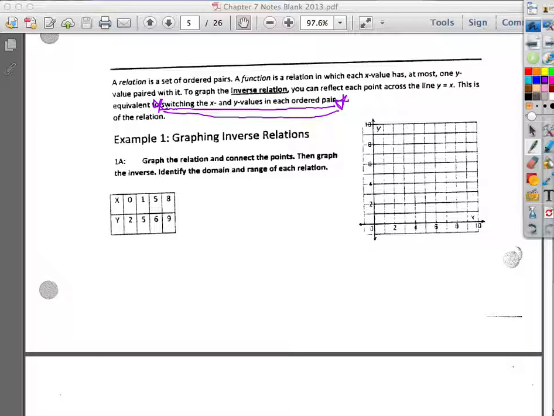Let's graph the relation, connect the points, then graph the inverse. So this is our relation that we have here. In this case, is this relation a function? Well, it actually is, because you have that unique x going to just one y. Let's get those things plotted. Watch your scale here. So 0, 2, we're going to put our dot there. Then over 1 up 5. Then we're going to go over 5 up 6.